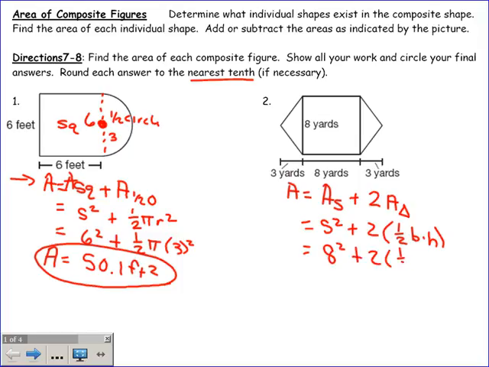How long is the base of my triangle? Be careful with this. This is the base. That's 8 as well. What's the height of my triangle then? It's 3.